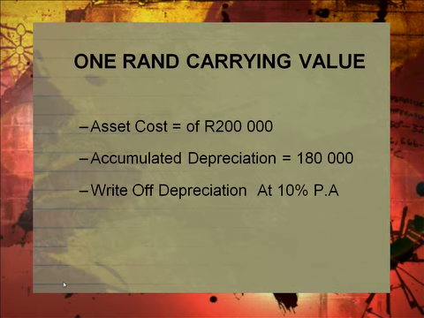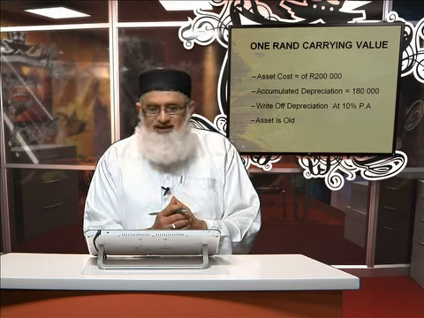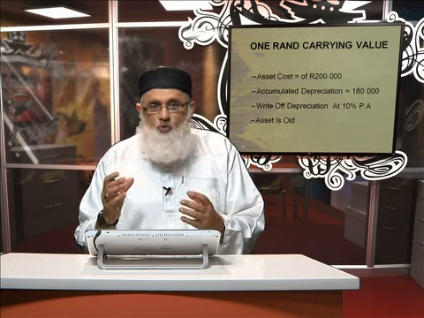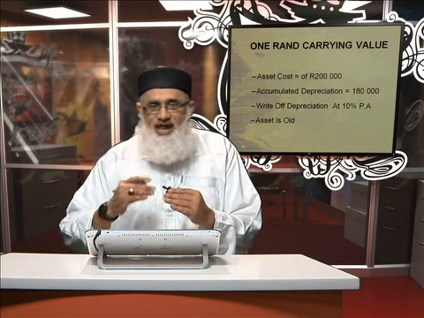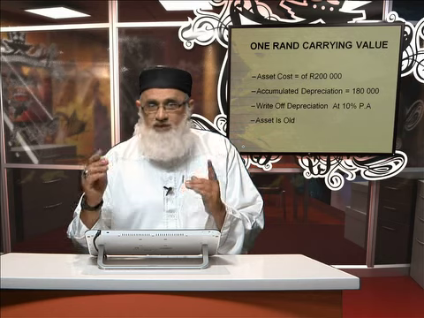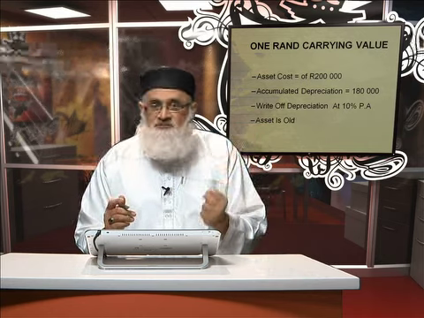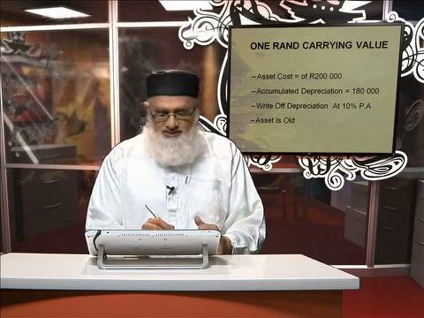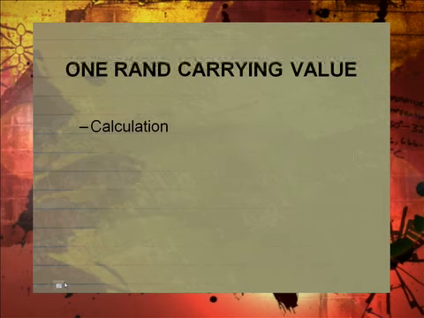Right, what are we told? We are told that we must write off depreciation at 10% per annum, right? And we are told that we have to write this off at the cost price. Let's take this into consideration. One, amongst the hints that you could be given is that the asset is old or it has reached the end of its useful life. Got that? So that's an important bit of information that must be utilized. Let's do the calculation.